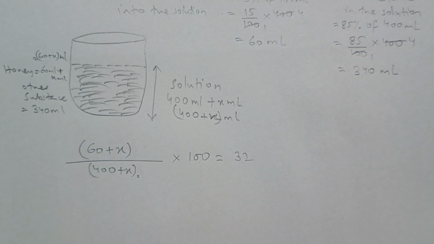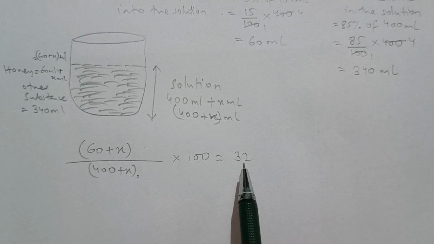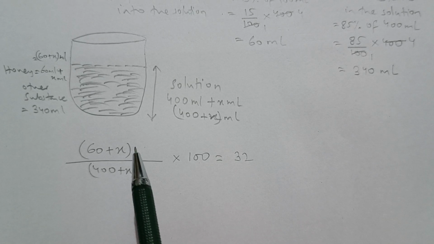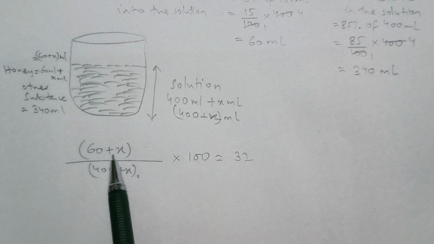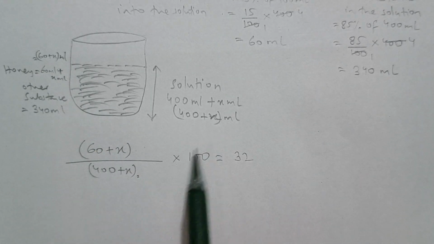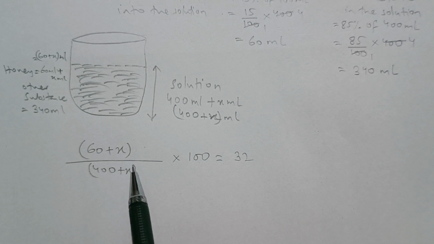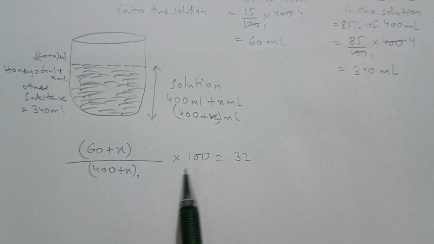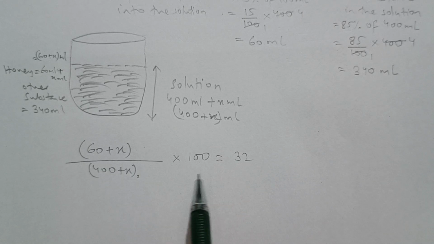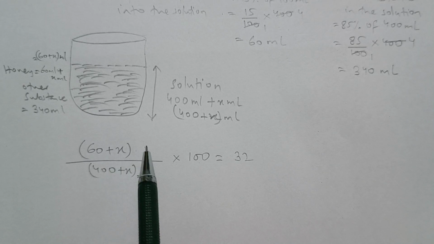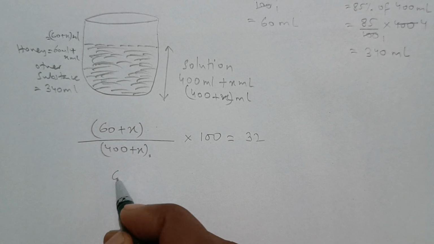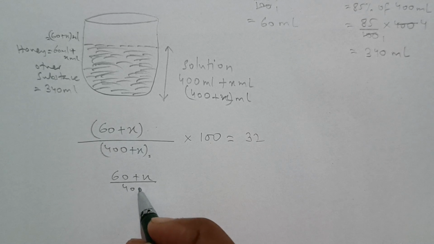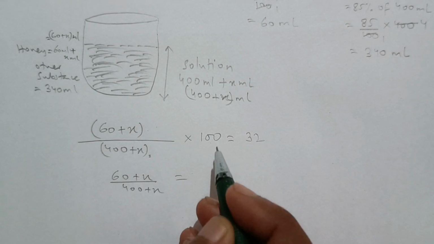So honey content by total solution into 100 is 32. The honey content is 60 plus x milliliters, the total solution is 400 plus x milliliters, and this percentage is 32%. So I have framed it in a mathematical format. And using this, now we can find the value of x. So (60 plus x) upon (400 plus x) is equal to 32 by 100.